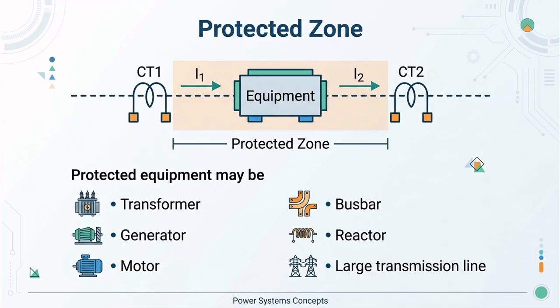What is the protected zone? The protected zone is the section between CT1 and CT2 where currents are continuously monitored. It may include a transformer, generator, motor, busbar, reactor, or a large transmission line. Any internal fault within this zone is detected immediately.